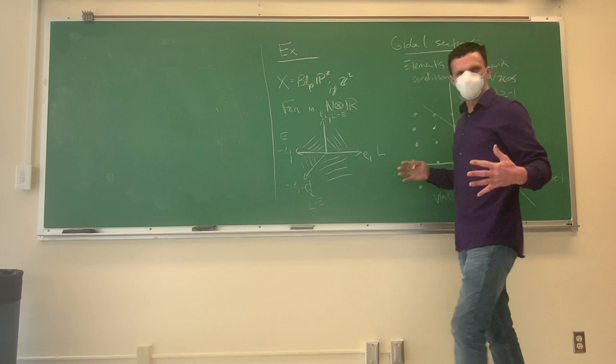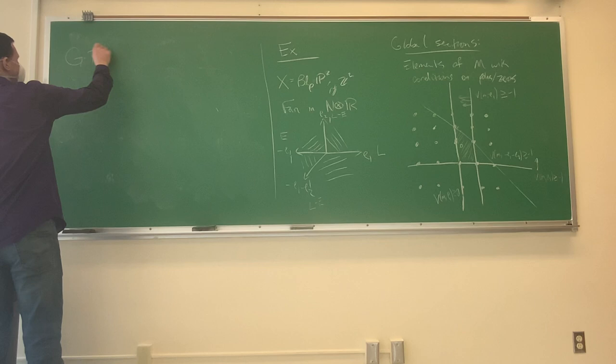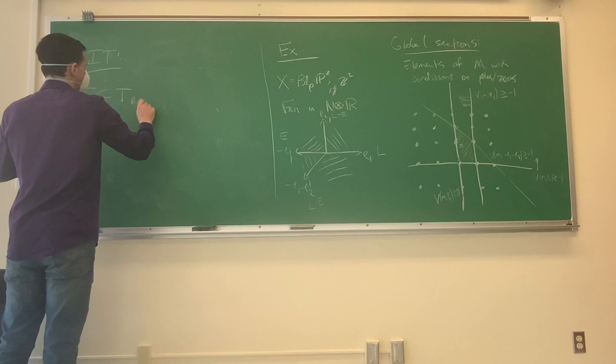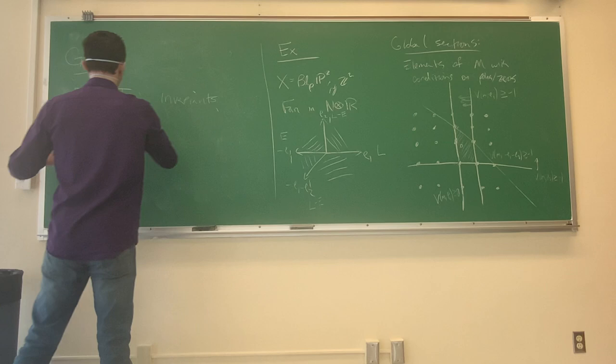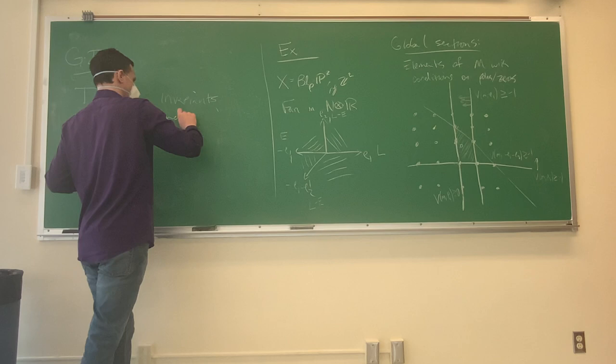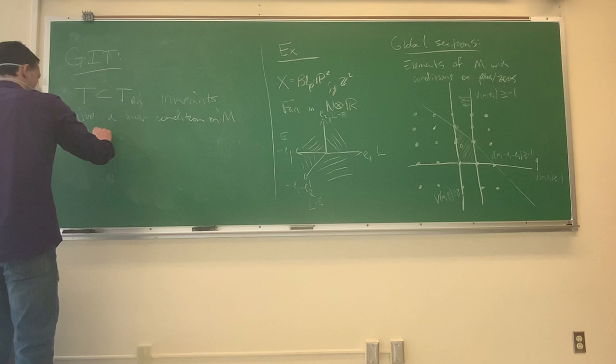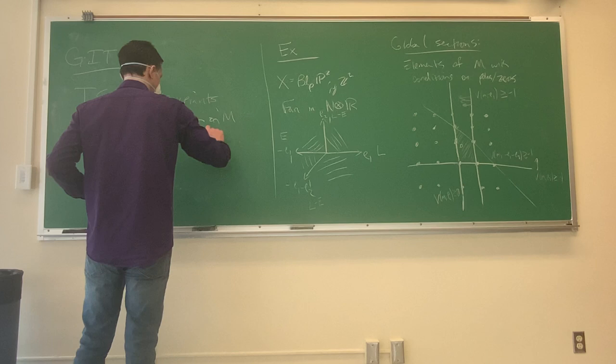Let me just draw the picture here. So if we want to do GIT, we have T inside T big. Invariants give a linear condition on M, and then changing linearization moves the polytope.